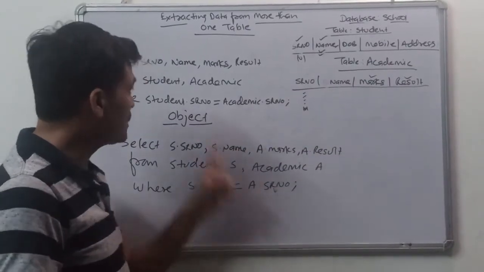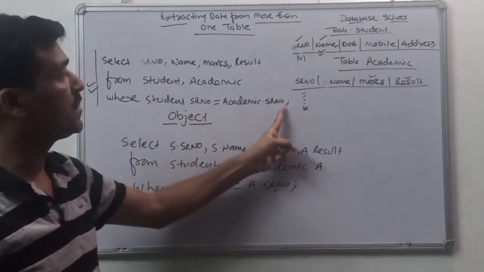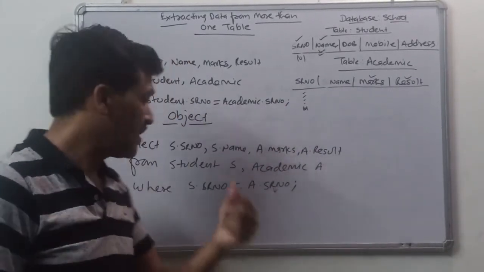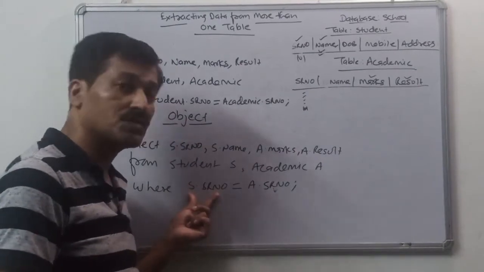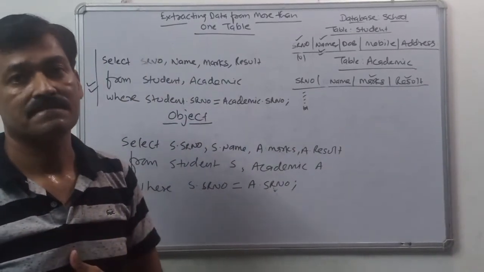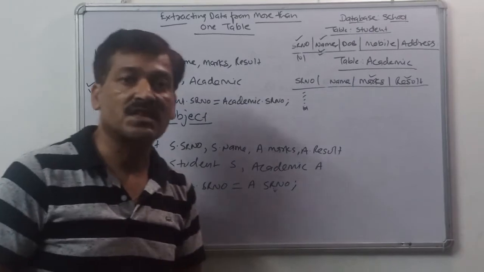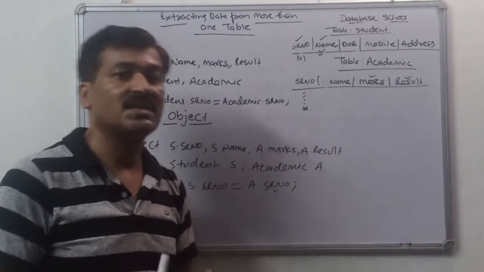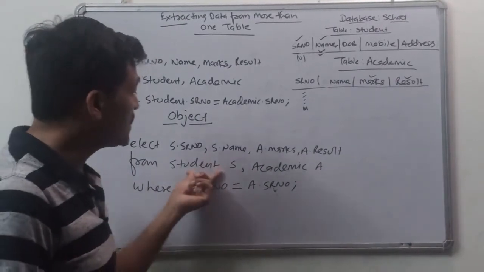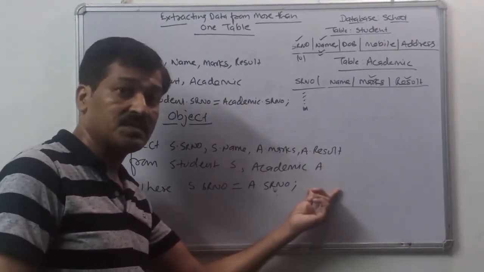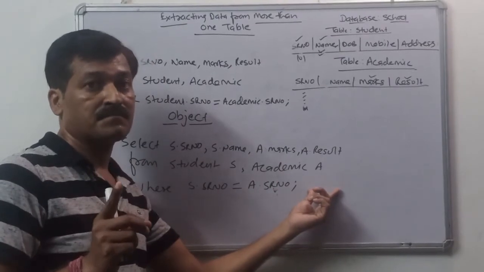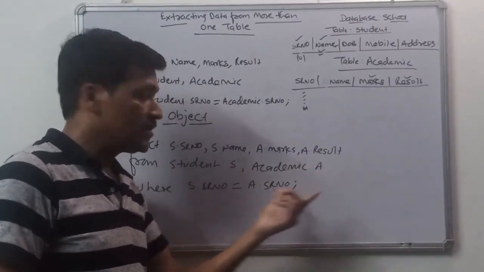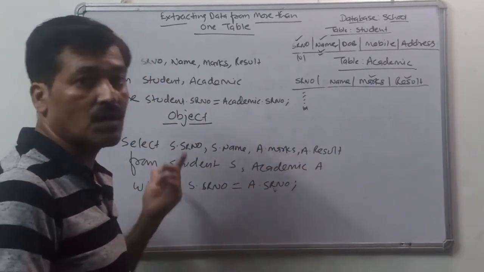And the conditions matched. Here it is student dot SR number, academic dot SR number. Because these two tables are represented by S and A, we have written here S dot SR number equals to A dot SR number. So we can use the objects also. But keep in mind, if we are using an object in a query, the object must be declared properly. Object is case sensitive, keep in mind. The object we have declared in the query should be used in all the columns accordingly.